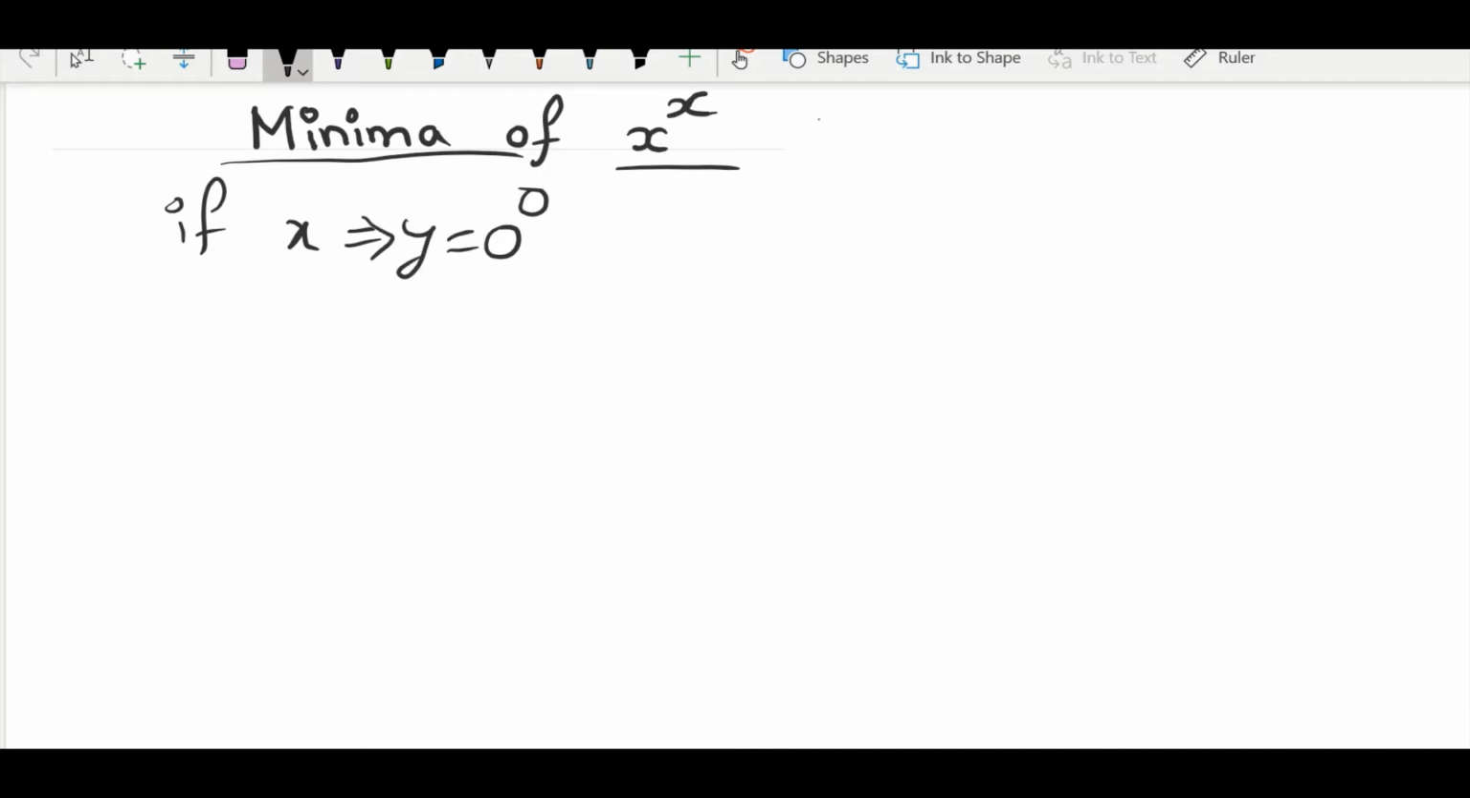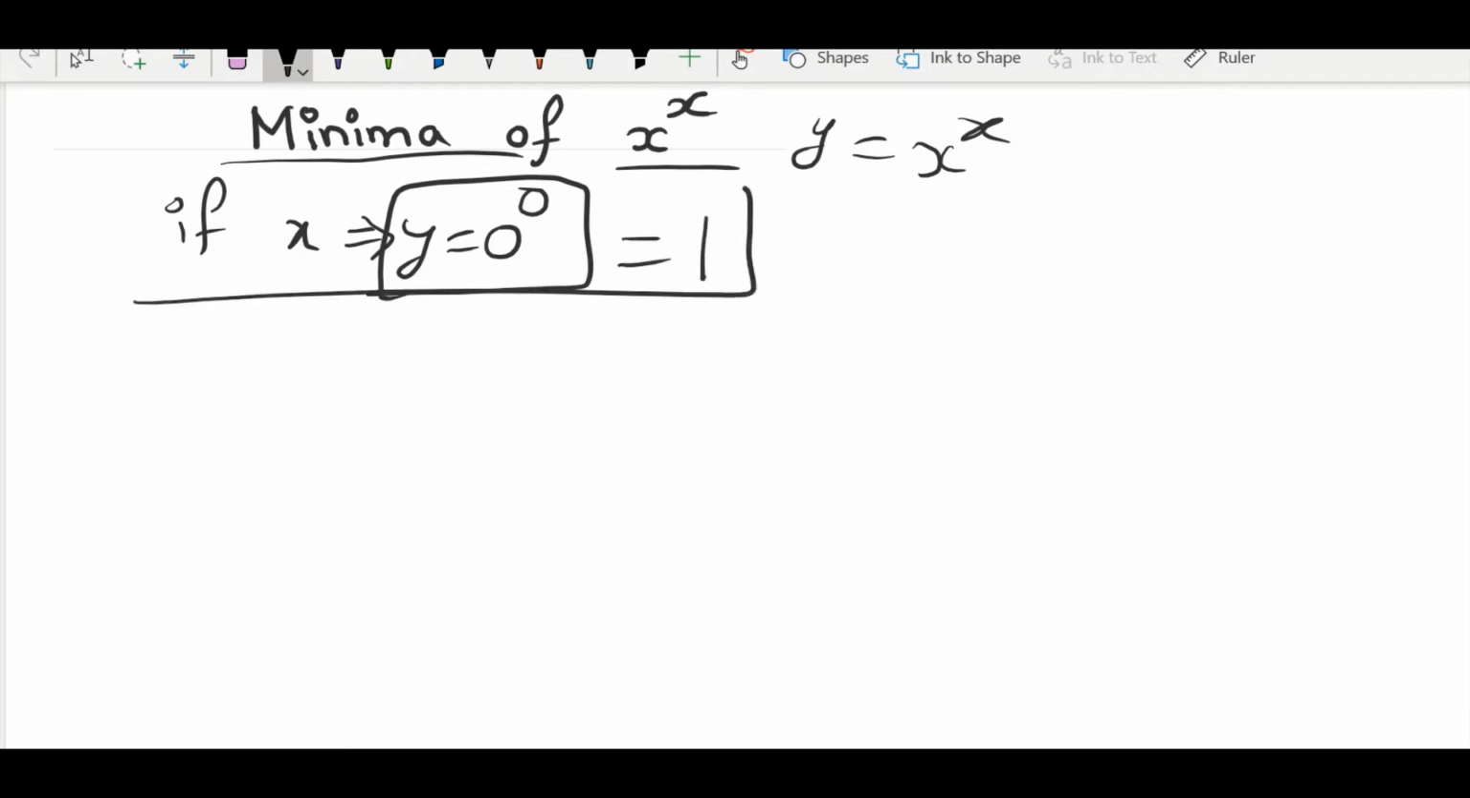If I assume that my function y equals to x power x, then y equals to 0 power 0. The value of 0 power 0 is 1. This is the value of x power x. But is this the minimum value of the function x power x?